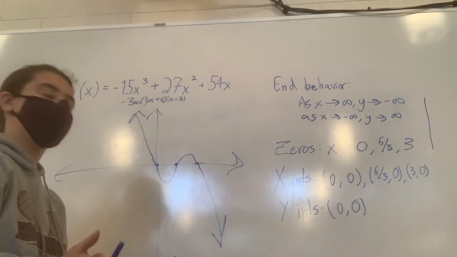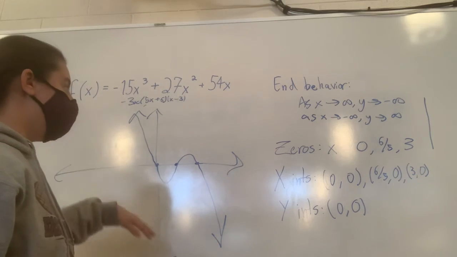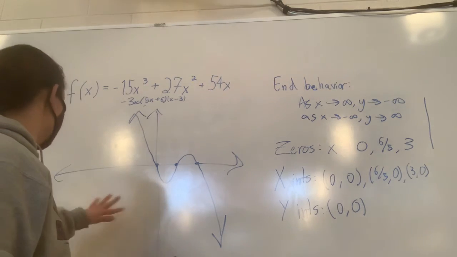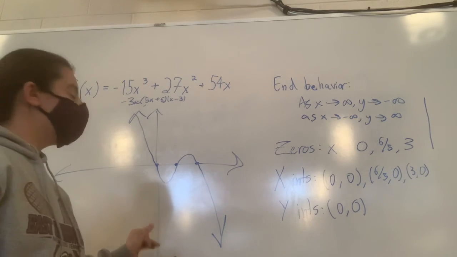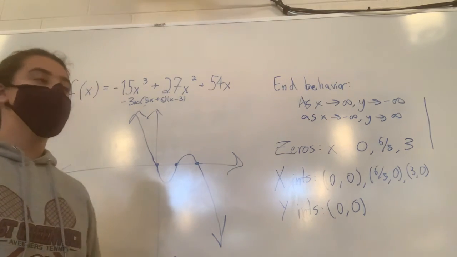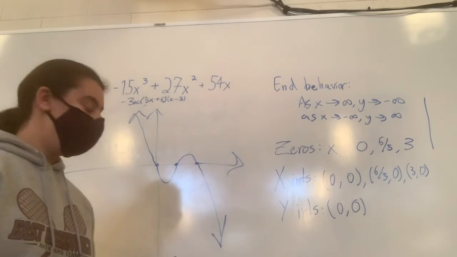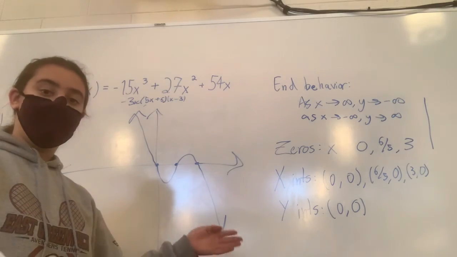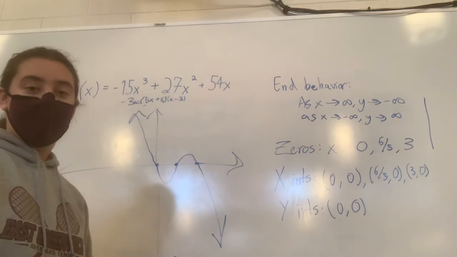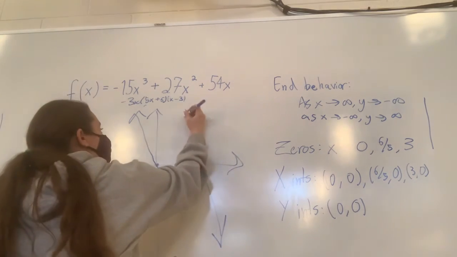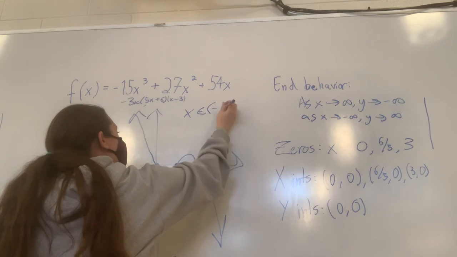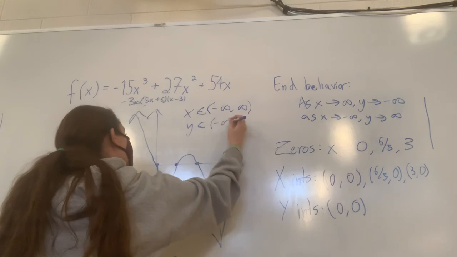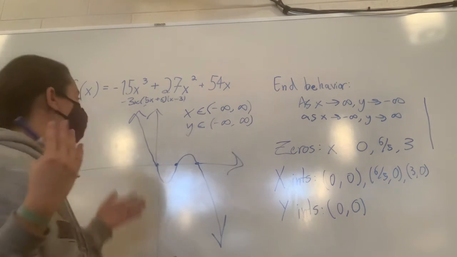And because we have y going to infinity and negative infinity, and x going to infinity and negative infinity, there's no stopping, so we can use that to find our domain and range, which is all real numbers for both. So we write our domain as x is an element of negative infinity to infinity, and our range as y is an element of negative infinity to infinity.